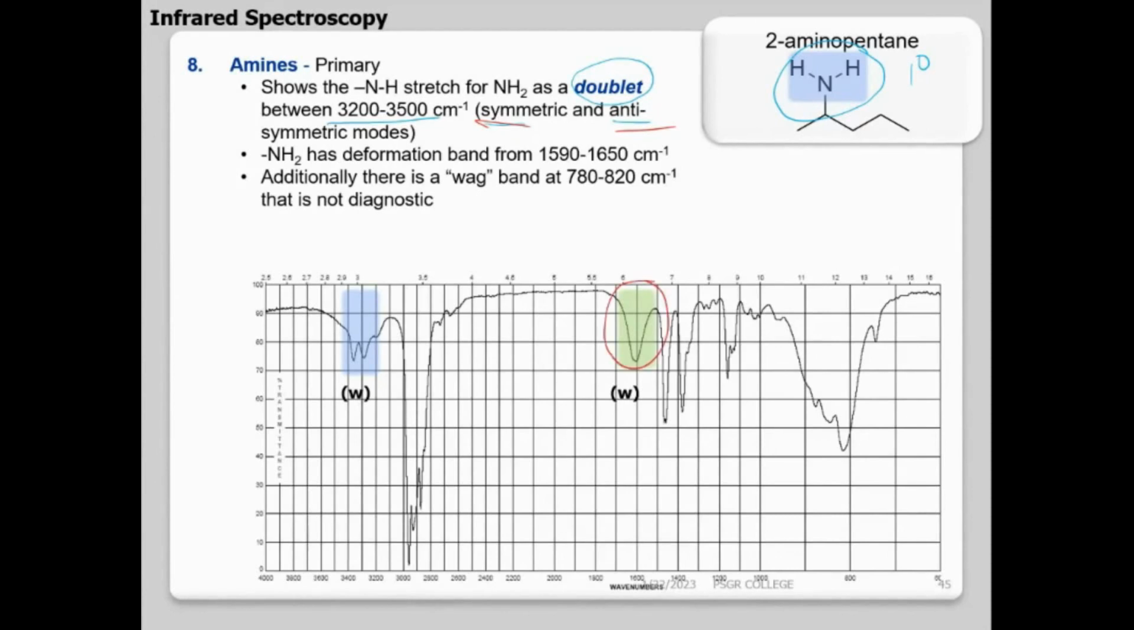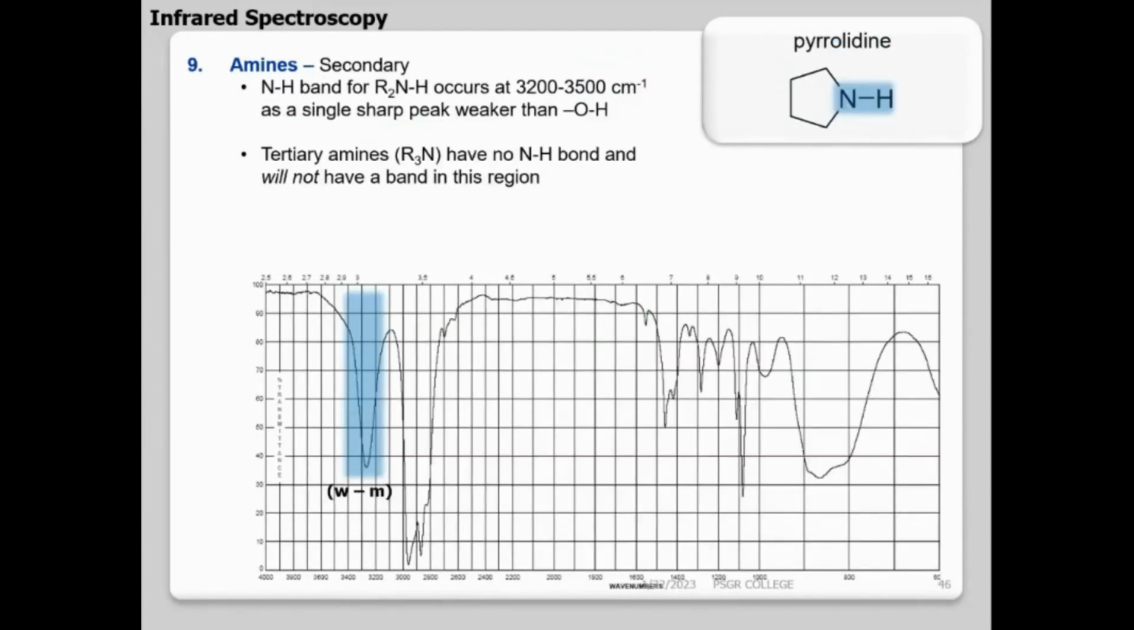So now the doublet appears. Secondary amine will give you a single peak. Okay, a single sharp peak, around 3300. The intensity is lesser than OH. Why? Could you tell me? The intensity of the NH peak is weaker than the OH peak. Same electronegativity, ma'am. Yeah, very good.